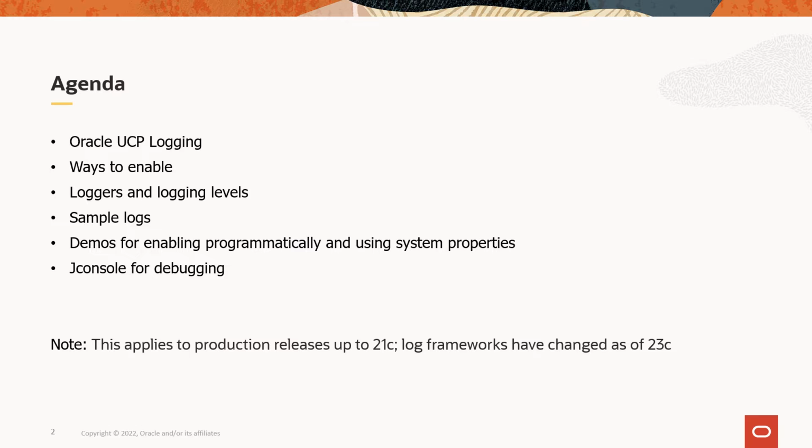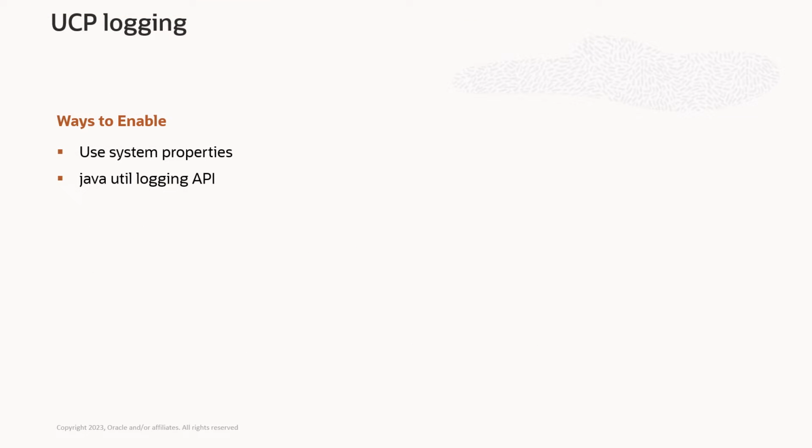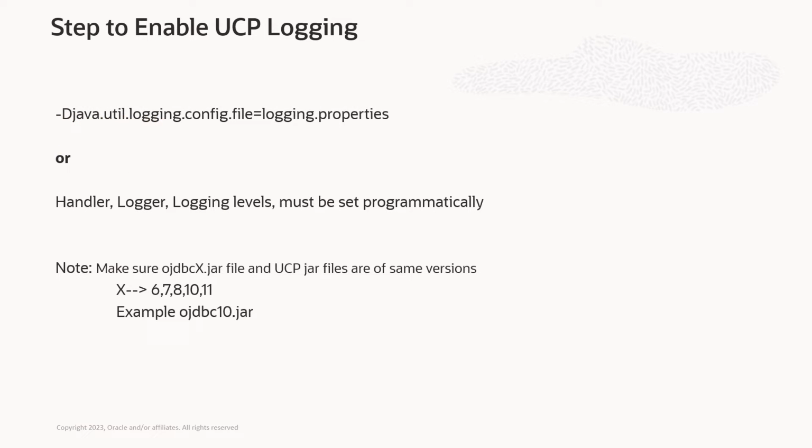Please note, this applies to production releases up to 21c. Logging framework have changed as of 23c. By using the -d java option, the system properties, or calling the Java util logging API from your application, you can enable UCP logging. To enable the UCP logging, use this -d option to pass the logging details like handler, logger, logging levels, etc. If you choose the programmatic approach, those handlers, logger, logging levels should be set at the API level. Please make sure that Oracle JDBC driver jar and UCP jar are of the same version, and they are compatible to your JDK and database versions.